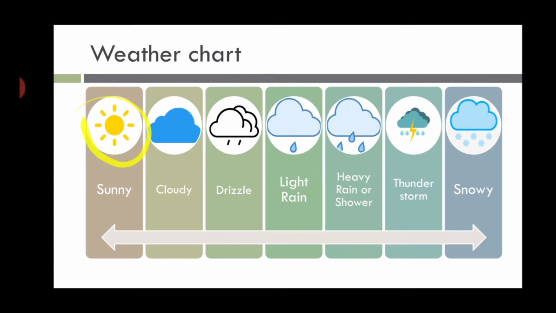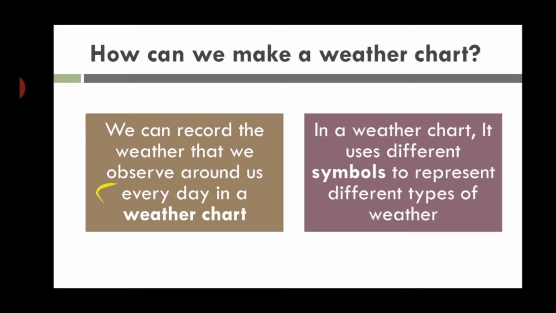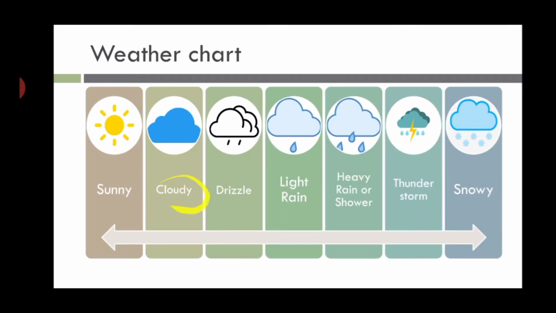Look at this. This represents sunny. This represents cloudy. Drizzle. Drizzle means it's very light rain. And this represents rain, heavy rain or shower. And this is the thunderstorm. And this is snowy.